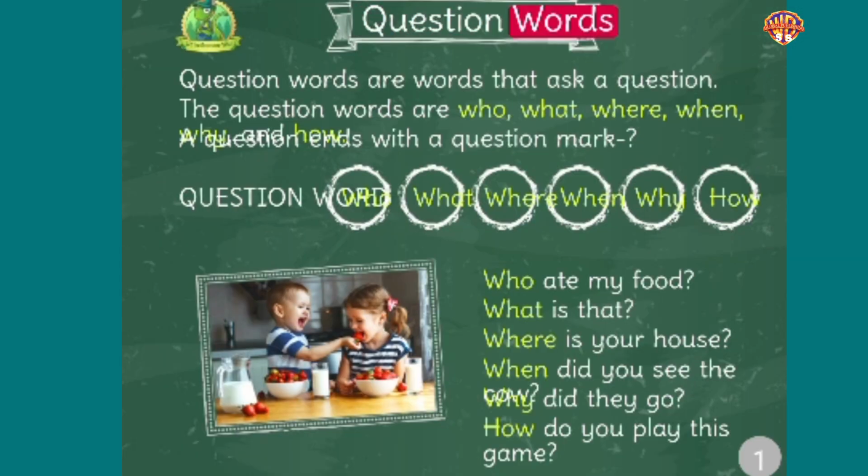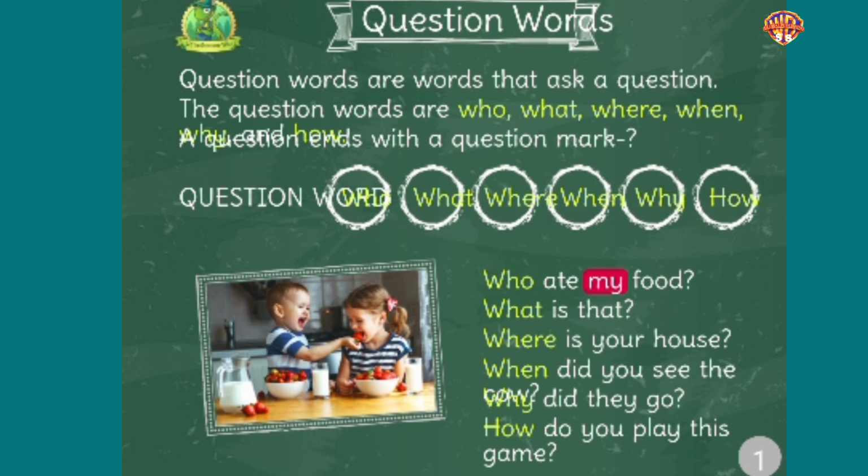Question words. Question words are words that ask a question. The question words are who, what, where, when, why, and how. A question ends with a question mark. Who, what, where, when, why, how.